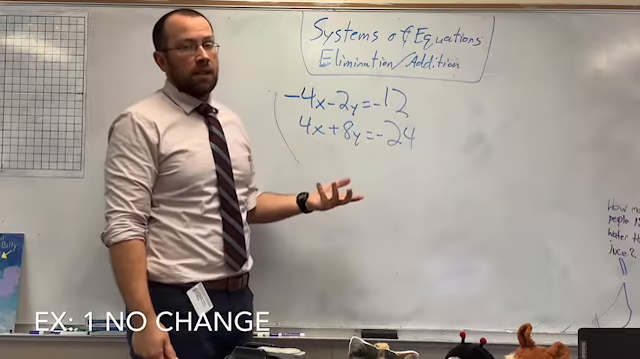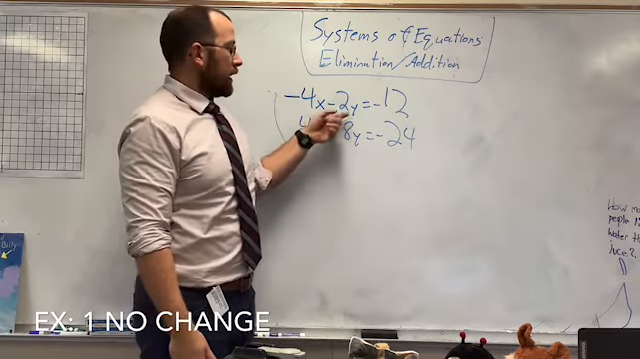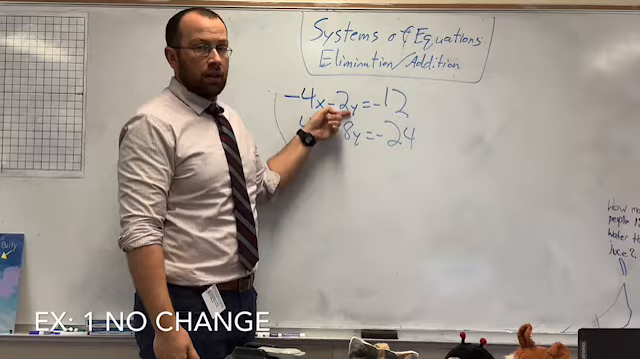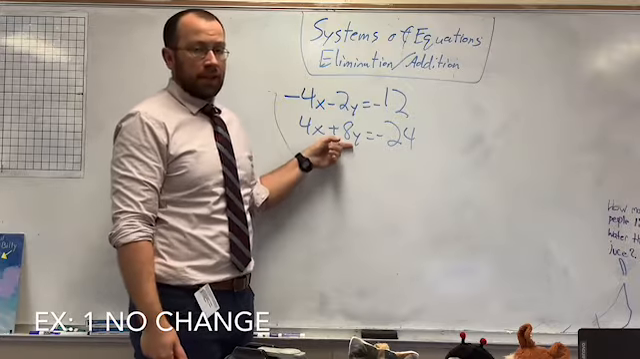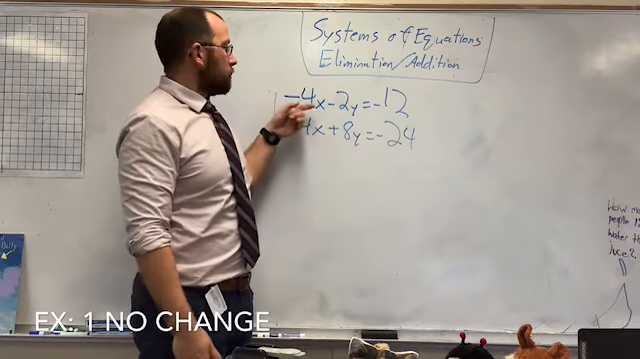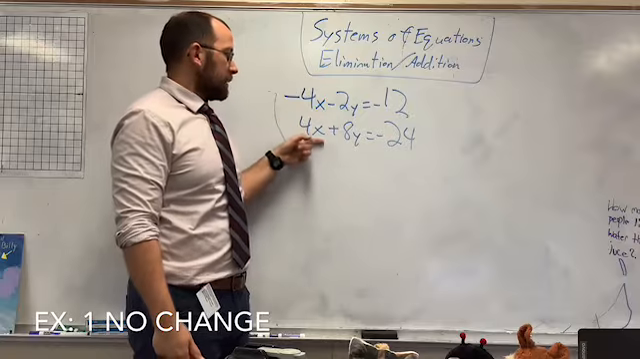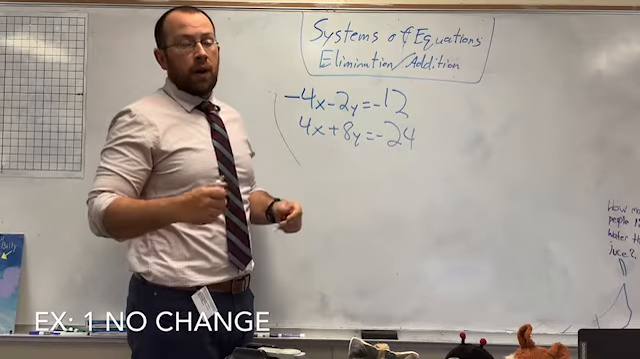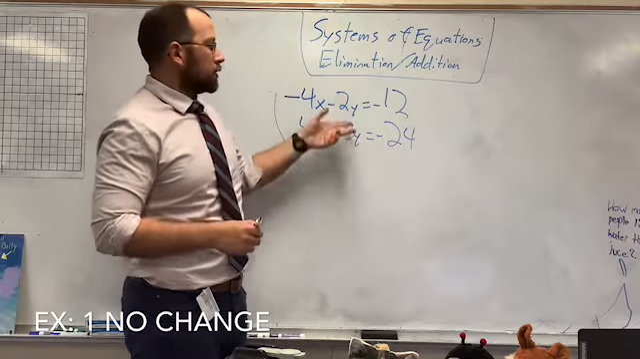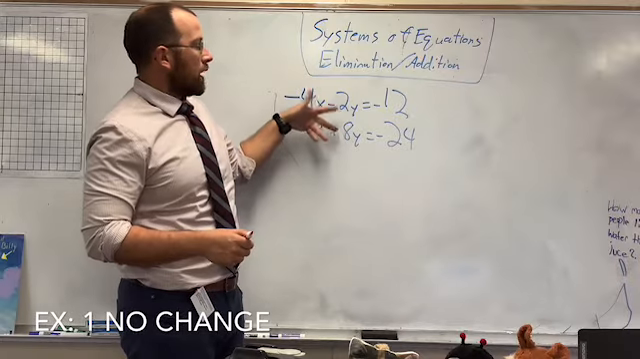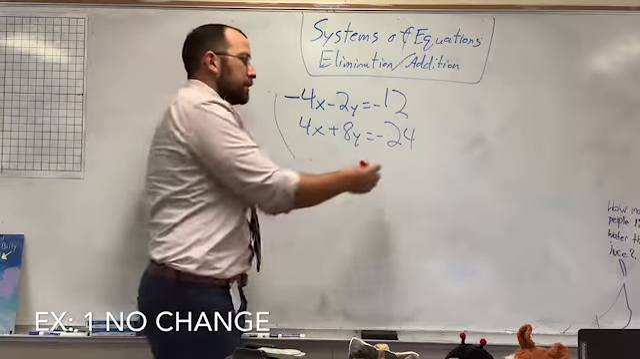So what you're looking for is opposites. If I had a negative 2y here, I'd want a positive 2y here to get rid of it. But now I have a negative 4x and a positive 4x, so I can already go through it. So what you're doing is looking for opposites of the y's or the x's. This one's already set up.